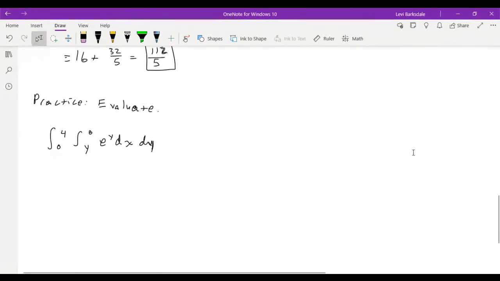All right, let's go over this problem. First off, we solve our inner integral, which is fairly easy. Since we're integrating with respect to x, we treat e to the y as a constant, and we get x e to the y from y up to 0. And that is, of course, 0 minus y e to the y. And we take this minus y e to the y and plug it into our outer integral.